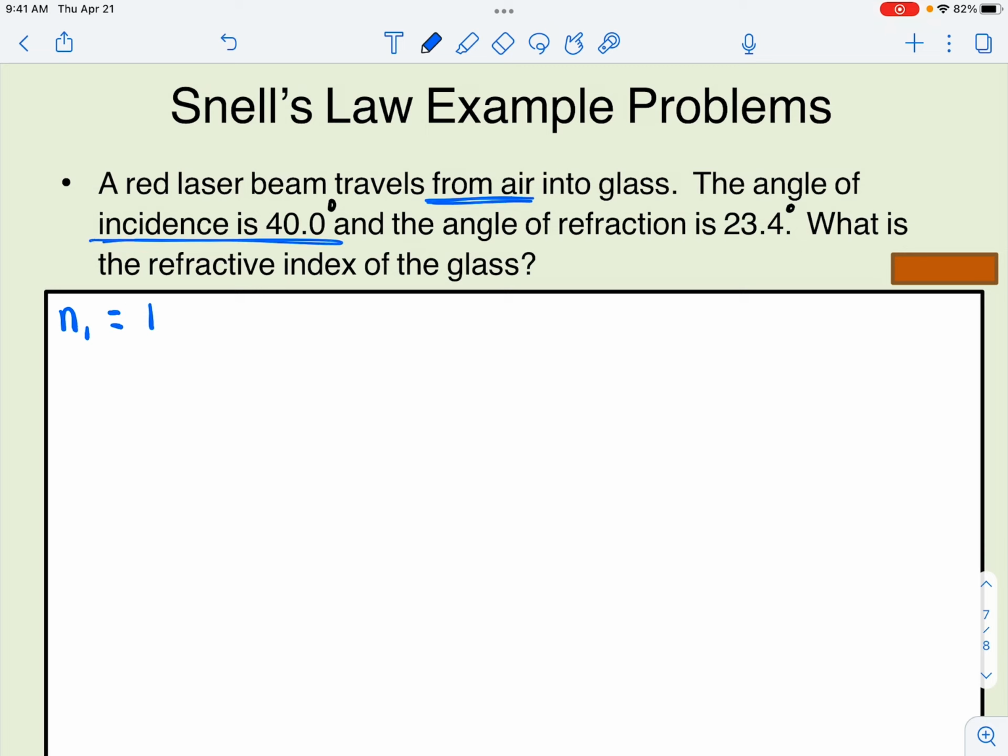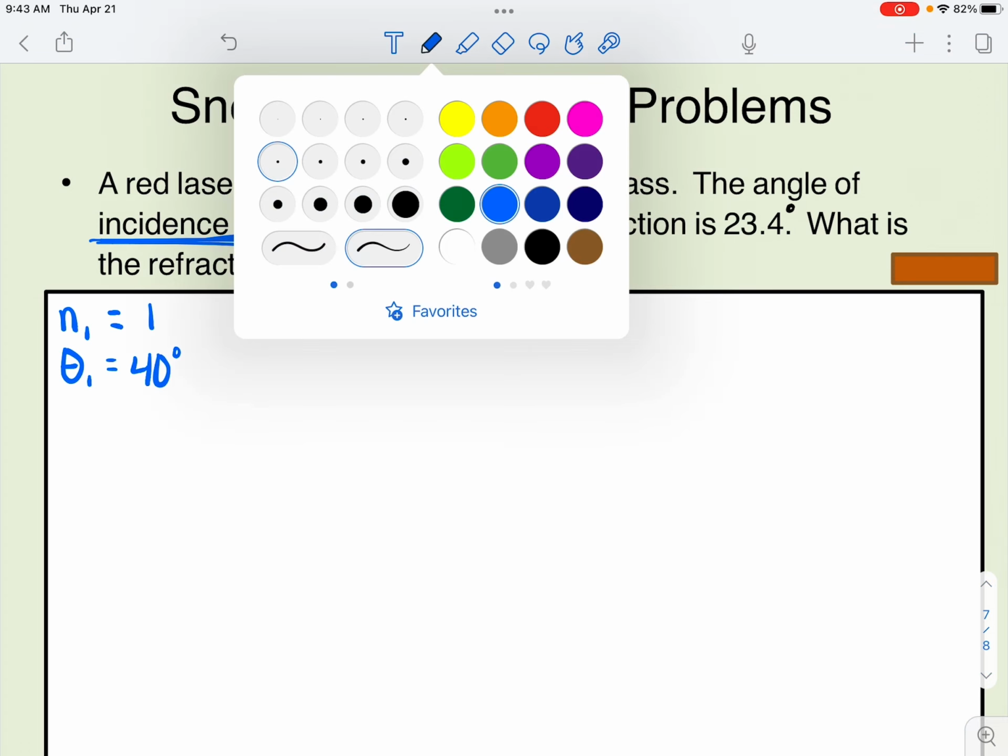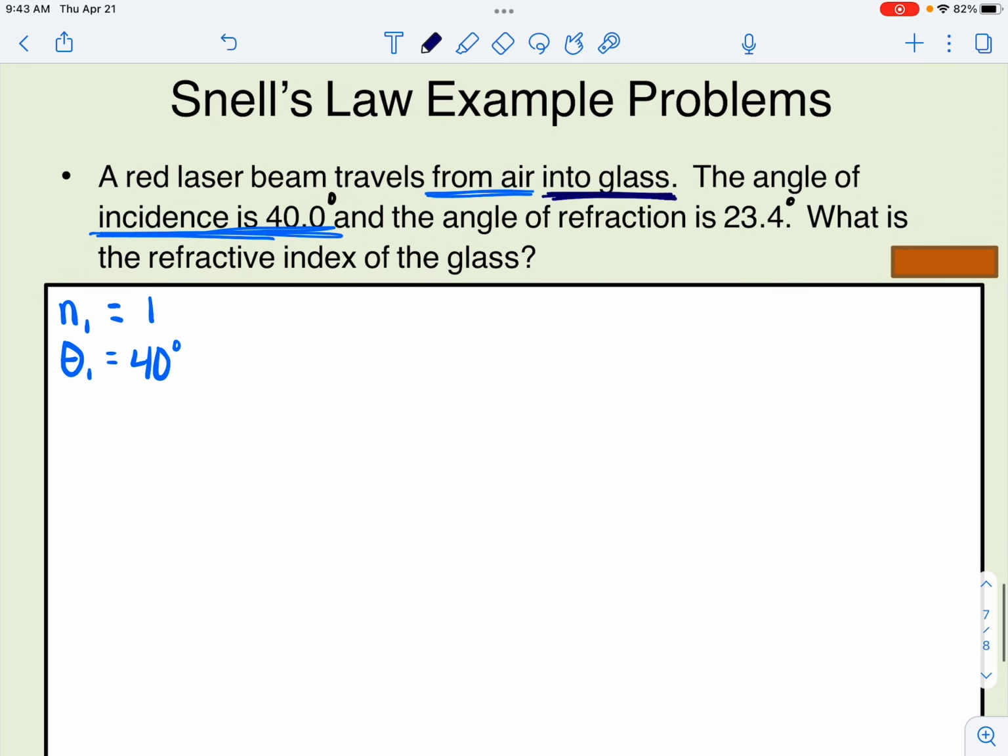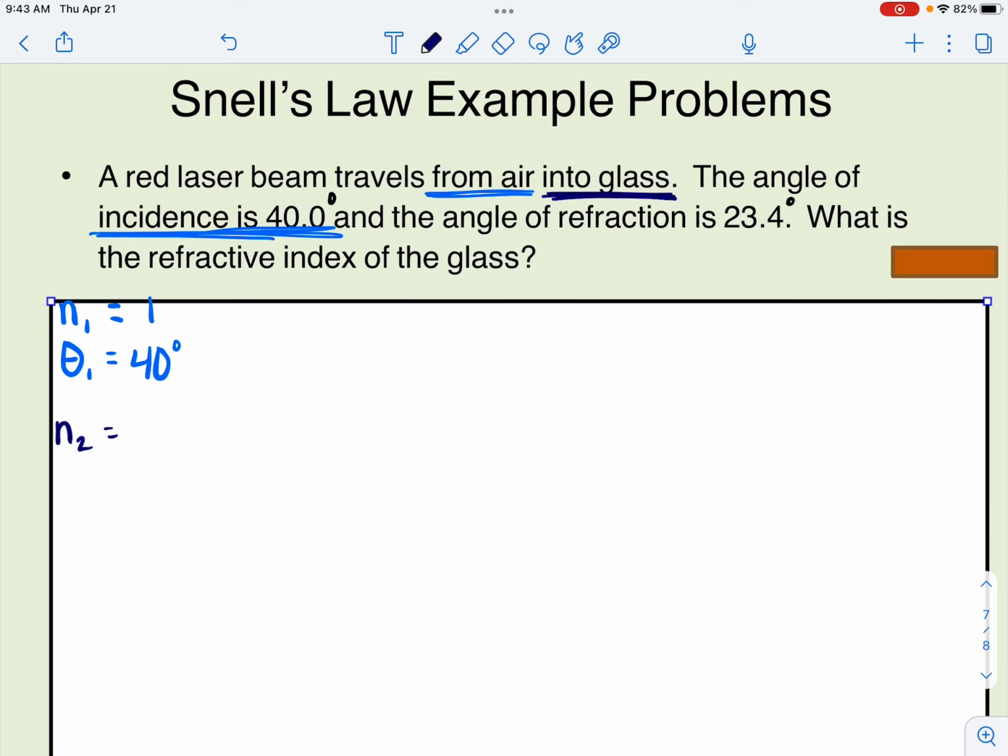The angle of incidence. So my incident angle is the original input angle, and that's always going to be theta 1. So you can use that to help you for reading future questions. Now my second material was glass. So it's going from air into glass. So this is material 2. So the N value, what is the refractive index of the glass? That's actually what I'm looking for. So N2 becomes my unknown.